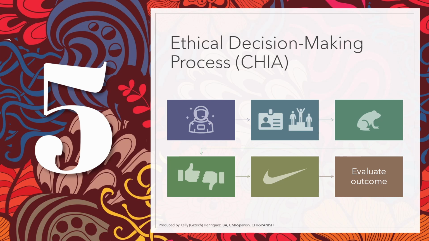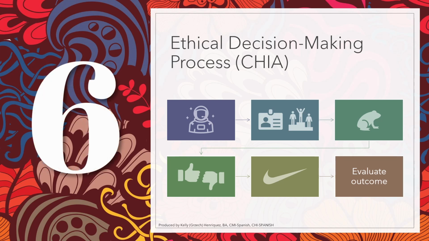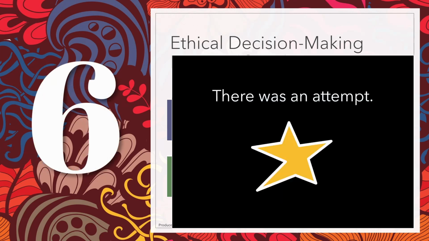Then, lastly, we have step 6. You're going to evaluate the outcome. You've already chosen your action in step 5. You did your Nike swoosh. And now you're going to evaluate the outcome and determine if there's anything different you could do next time. So this is where you ask yourself, okay, am I giving myself 1 star? Am I giving this particular action 1 star?